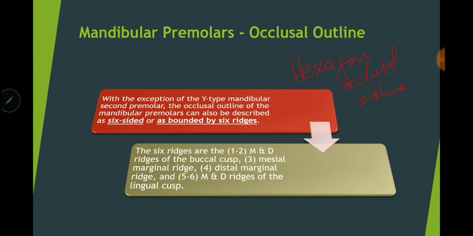The 6 sides are the mesial and distal ridges of the buccal cusp, the mesial marginal ridge, the distal marginal ridge, and the mesial and distal ridges of the lingual cusp. Make sure to know that a cusp is formed where the buccal ridges meet, or the lingual ridges meet. Those are the cusps.